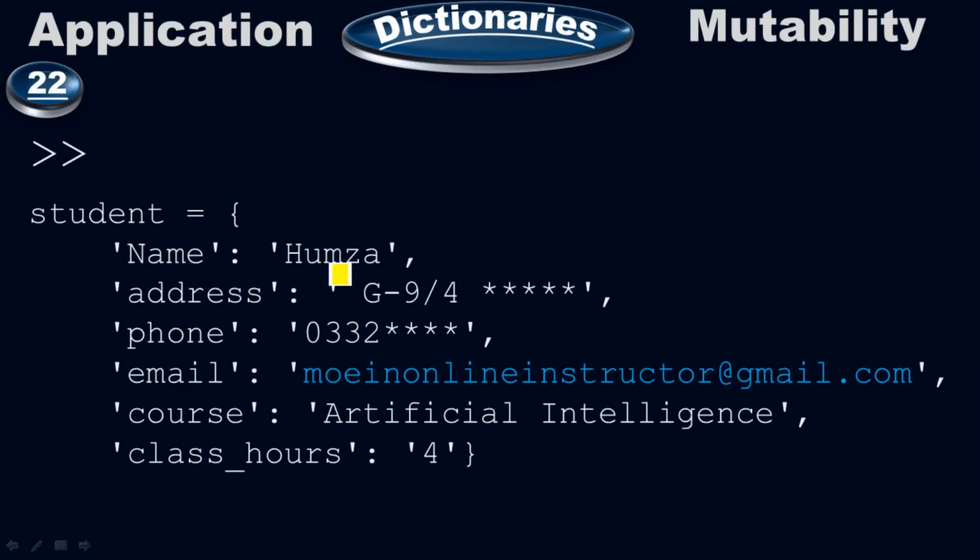It is no more Moein. Moein has been changed to the name Hamza. So name is the key, Hamza is the value. The new value for the name is Hamza. This changing process is called the mutability of the dictionary, where we can make changes to the dictionary. Here we can change some parameters and replace them with other parameters. This changing process is called the mutability of a dictionary.